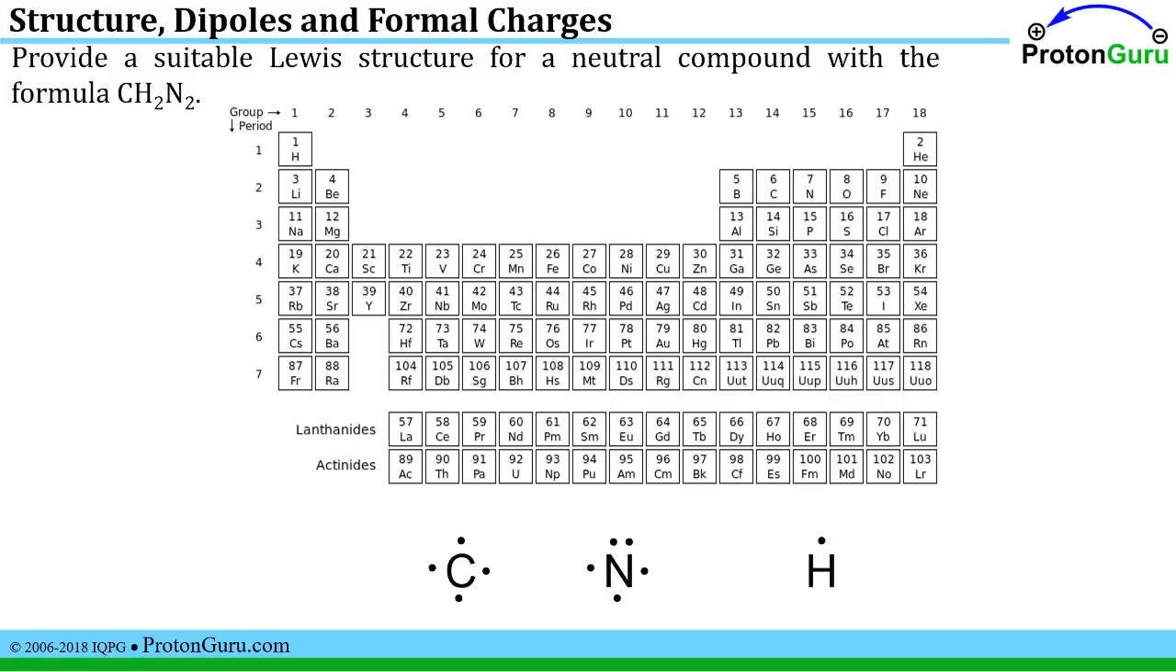This first problem asks us to provide a suitable Lewis structure for our neutral compound with the formula CH2N2. The first thing to do when you have a Lewis structure problem is to find the Lewis symbols for each of the elements involved. Here we need the Lewis symbols for carbon, hydrogen, and nitrogen.